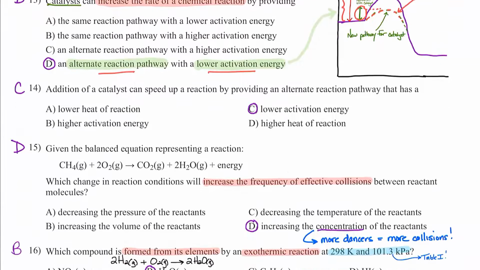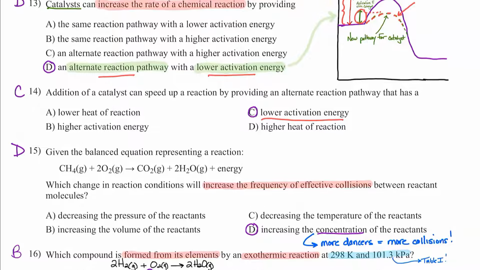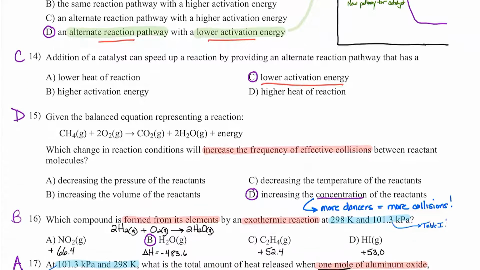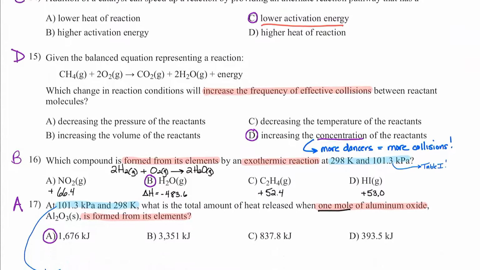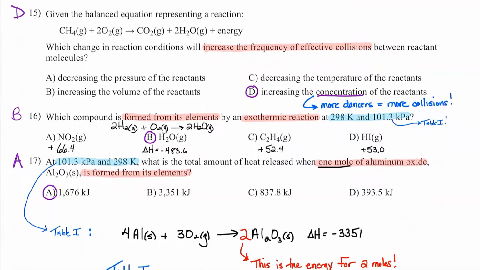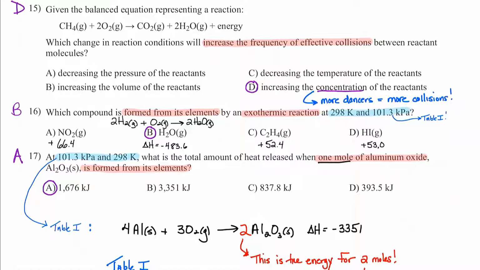14. Addition of a catalyst can speed up a reaction, providing an alternative reaction pathway that has a lower activation energy. It's kind of saying the same thing to teach you there. So 13 and 14 are essentially the same. Okay, 15. Given this reaction, which change in the reaction conditions will increase the frequency of effective collisions? By me saying increase the frequency of effective collisions, all I'm saying is they're colliding more often. That's leading to more bonds. It's going faster. So what's going to increase the rate?